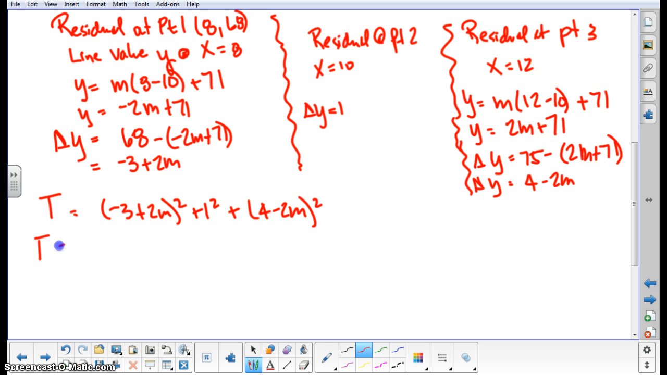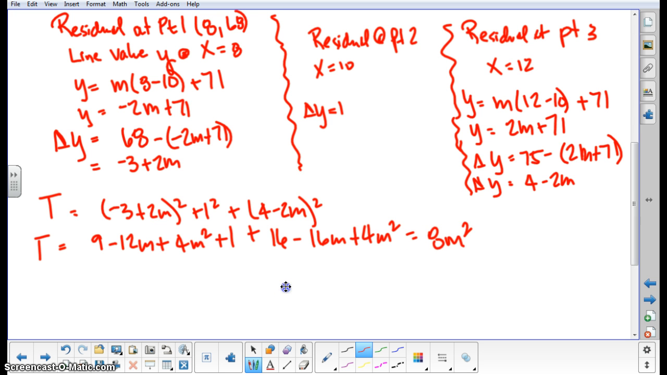If we FOIL all that out and add everything up, we get 9 minus 12m plus 4m squared, plus 1, plus 16 minus 16m plus 4m squared, which adds up to 8m squared. We have a 12m and a 16m, so that's minus 28m plus 26.